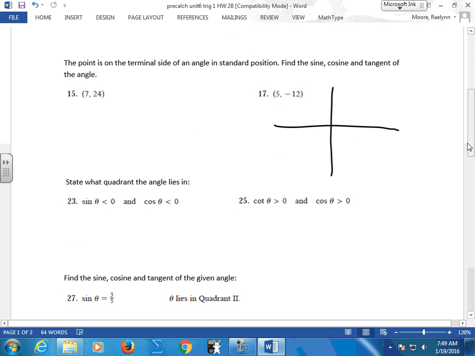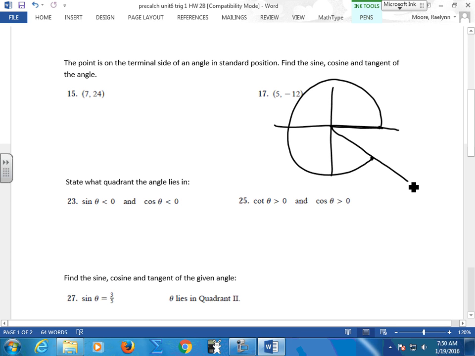So number 17. What quadrant would I find the point 5, negative 12? Quadrant 4. So somewhere, I started an angle, I opened up my angle, and I terminated here. This is the terminal side of my angle. I drop a triangle to the x-axis, and I label x and y: 5 and 12. Now I have to find r. How do I find r, the missing part?